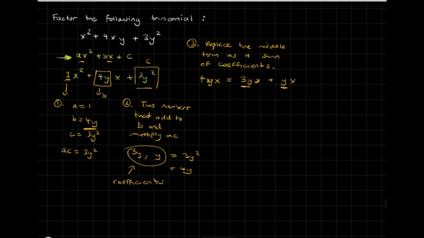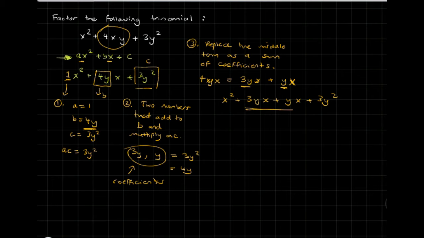And basically you can understand that this expression, this equation actually means the same thing. So now what I'm going to do is replace the term here. So we have x squared plus 3yx plus yx plus 3y squared. So now this is going to be our new expression. You can see that I've replaced the 4xy here with these two.